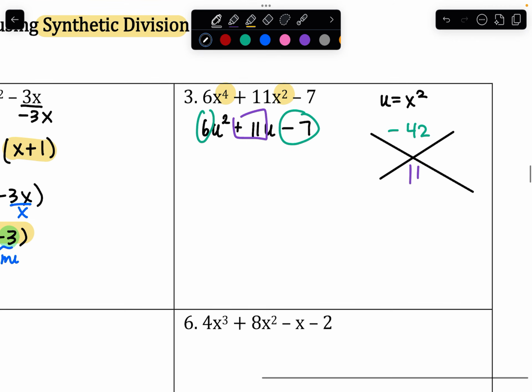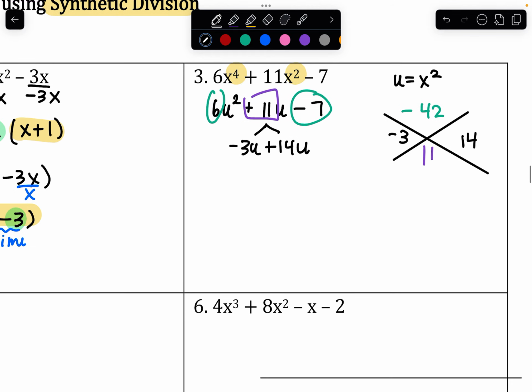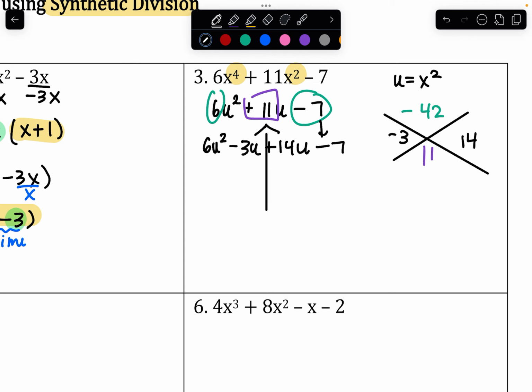And so those numbers would be negative 3 and positive 14. Okay, and so we split up the middle term with those two numbers. So 11u is negative 3u plus 14u. Bring down the constant, bring down the 6u squared, and then now we can factor by grouping. And so in the first pair, I can divide out a 3 and a u, leaving 2u minus 1. Out of the second pair, I can factor out a 7, leaving a 2, put the 7, and then 2u minus 1.